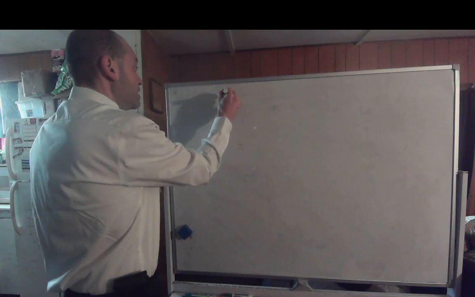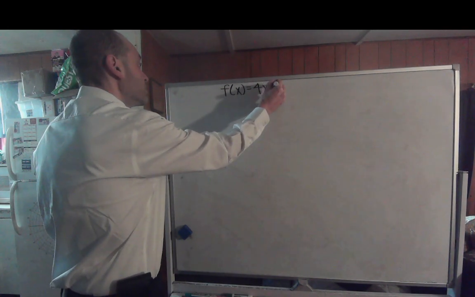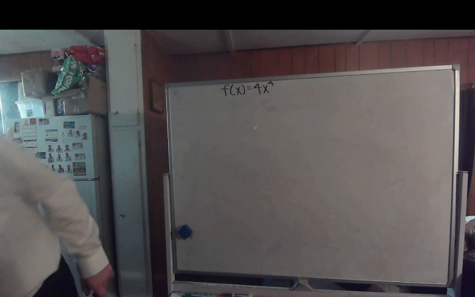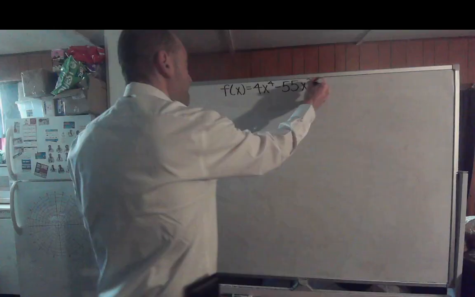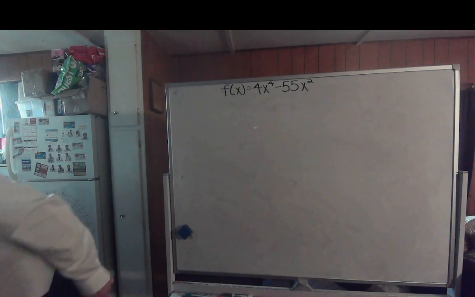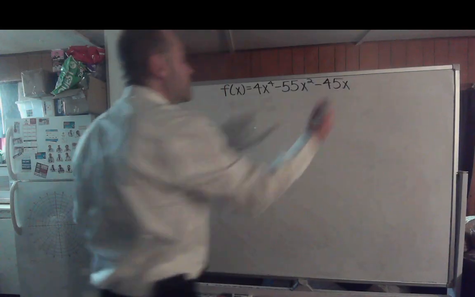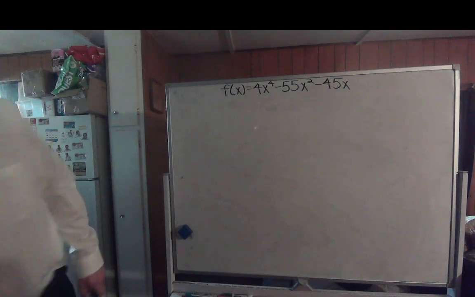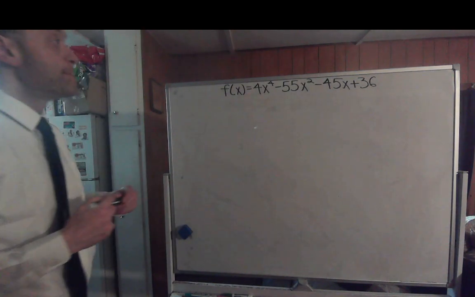Alright, so what do we got this time? F of x equals 4x to the fourth minus 55x squared minus 45x plus 36. So this looks a little bit hideous, but that's okay.